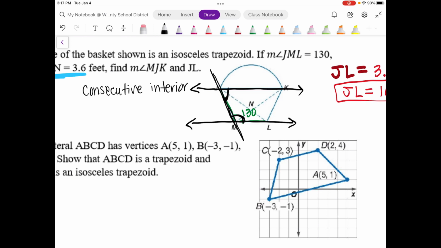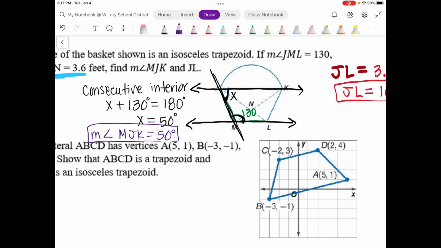So we're going to call this one X, the unknown. X plus the 130 that we have need to be supplementary, so 180. Therefore, the missing angle that we're looking for is 50 degrees. And we always want to go back and name it what it's actually called. So the measure of angle MJK is 50 degrees. And again, this goes back to parallel lines and transversals, and it helps to just extend those lines if you need to.